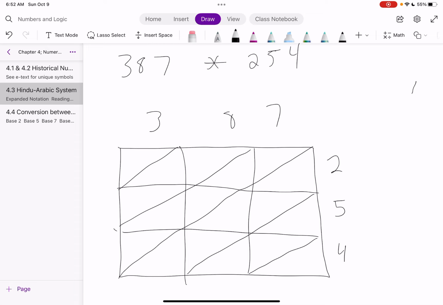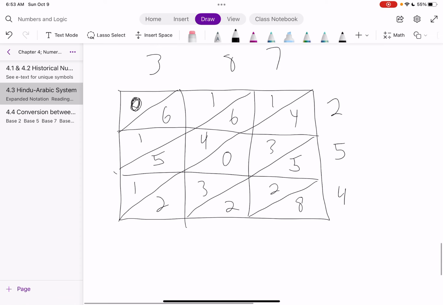And then we start multiplying again. 2 times 7 is 14. 2 times 8 is 16. 2 times 3 is 06. Try to have neater handwriting so you don't mess up your numbers when you go to your add. That happens to me sometimes. 5 times 7 is 35. 5 times 8 is 40. 5 times 3 is 15. 4 times 7 is 28. 4 times 8 is 32. 4 times 3 is 12.